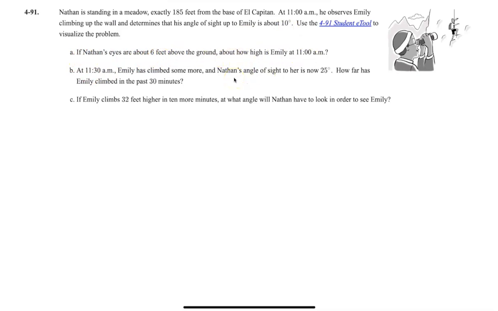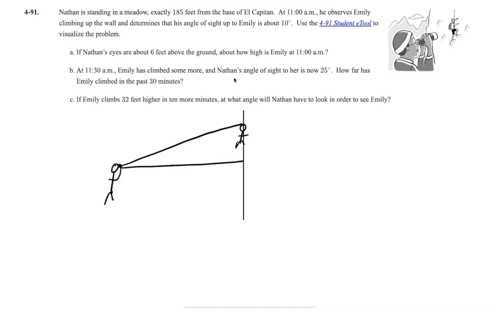So we need to draw a triangle. Here's Nathan. He's looking with his eyes. And then here's Emily somewhere. She's climbing this thing. Now he's seeing up to Emily's height, and then he's going straight across. And what do they tell us? That he's about 185 feet from the base of El Capitan. So from here to here is about 185. And he's also 6 feet from the ground.